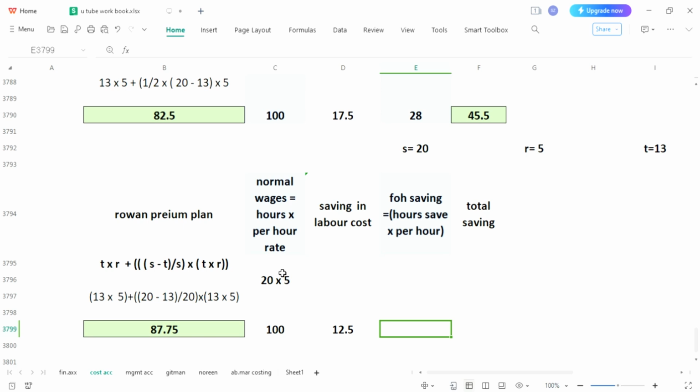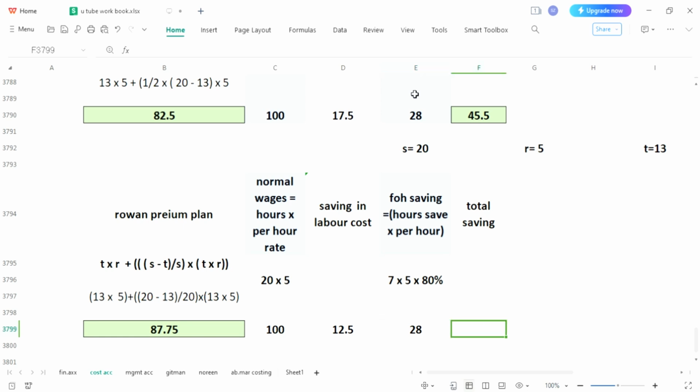FH is 80%, and how many hours were saved? 20 hours were given and they have completed this job in 13. It means 7 hours were saved. For every hour, 5 rupees are paid and 80% is FH, just like you have calculated for the Halsey method. Now 7 multiply by 5 and multiply by 80%, 80 divided by 100. So in this way 28 would be the amount of saving in case of Rowan.